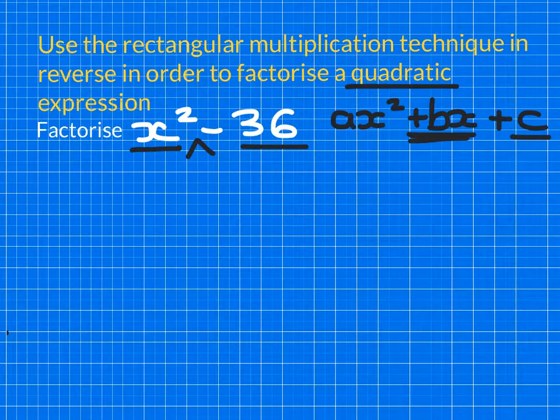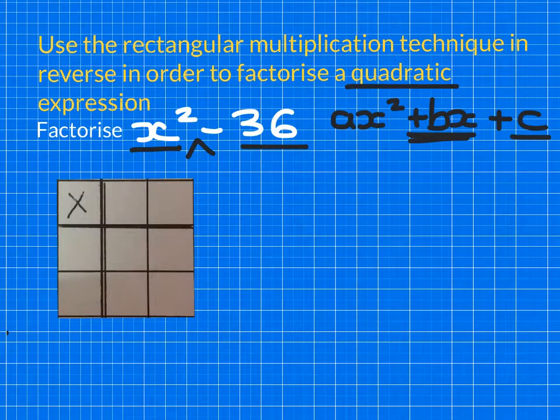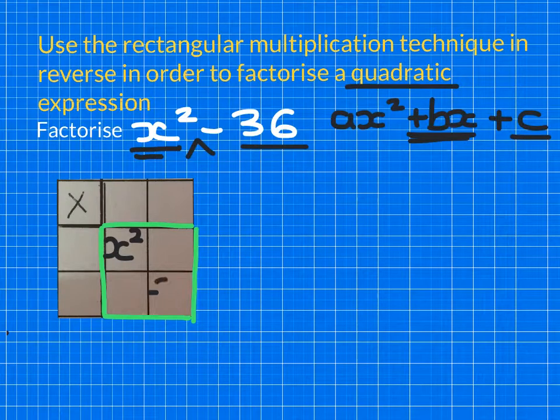Right, let's start by drawing out our rectangle. Here is our rectangle, and we have to fill in the lengths of the sides of the rectangle, which will be the factors. Looking at what's going to be in the middle of the rectangle, we have an x squared and a minus 36, found by multiplying two numbers together. That means we can start to fill in x squared, which must have been x times x. And now we need to decide what to use to make negative 36.